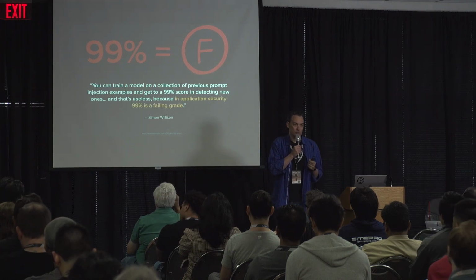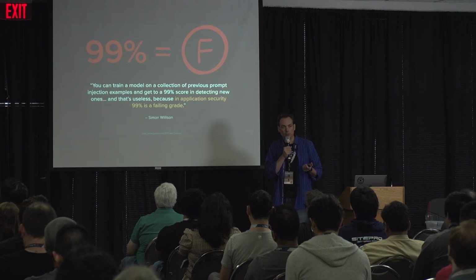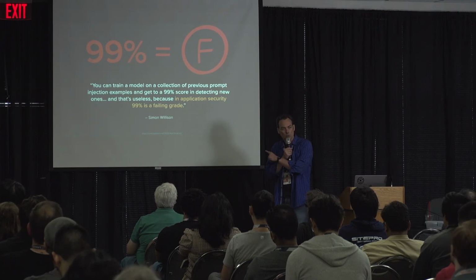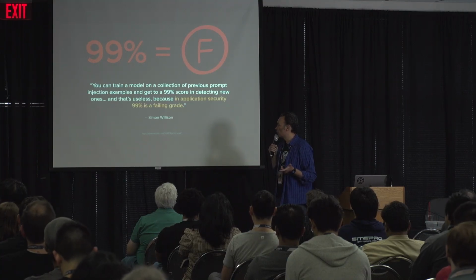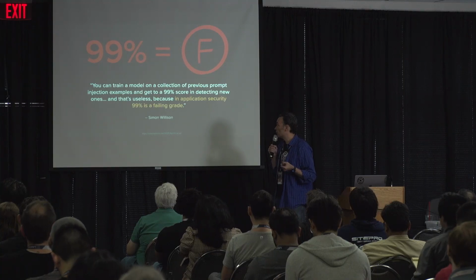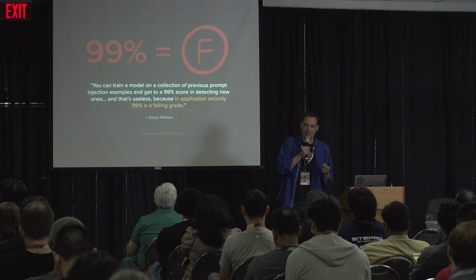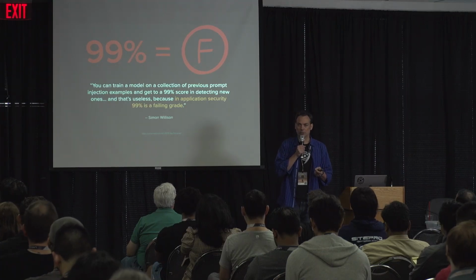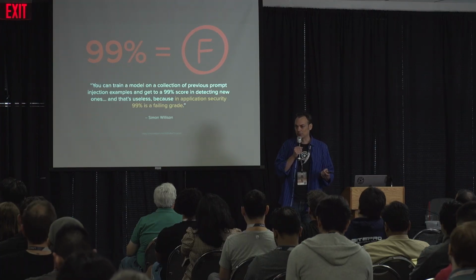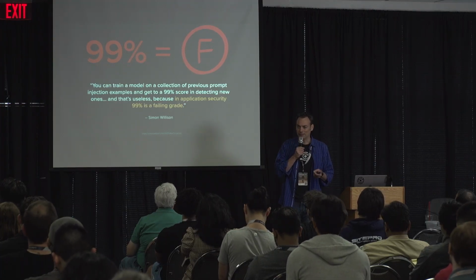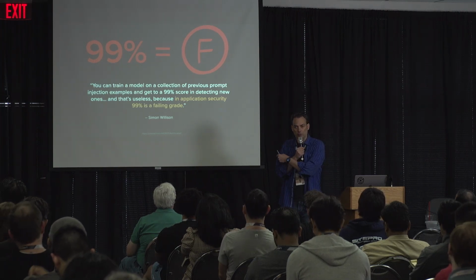99% is failure when it comes to security. Simon Willison, who coined prompt injection, by the way, was talking about prompt firewalls in particular, but I would generalize it. He said you can train a model on a collection of previous prompt injection examples and get to a 99% score in detecting new ones, and that's useless because in application security, 99% is a failing grade. Put it into network security terms. If you have a firewall blocking 99 out of 100 packets, then the attackers just send 100 packets every time. It's not great. You cannot rely on LLMs for security, period, full stop.